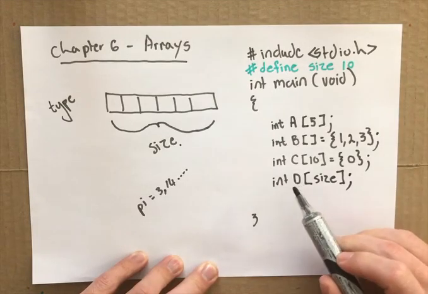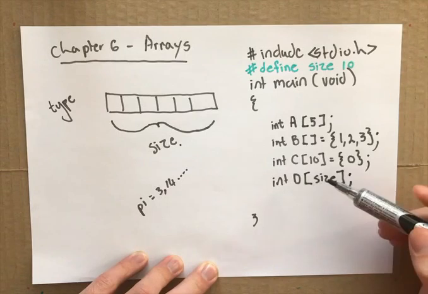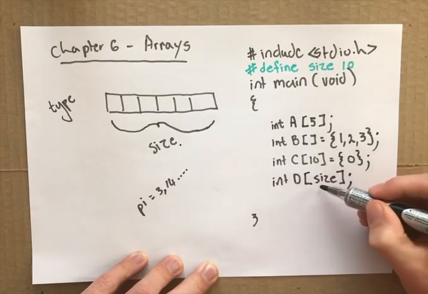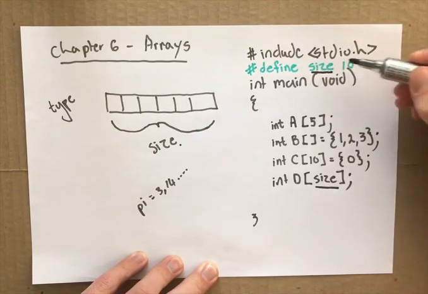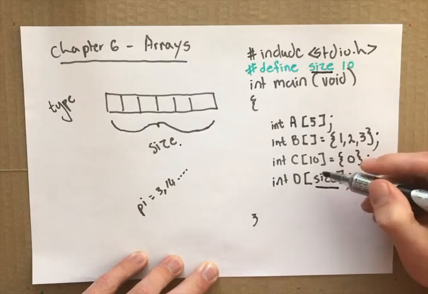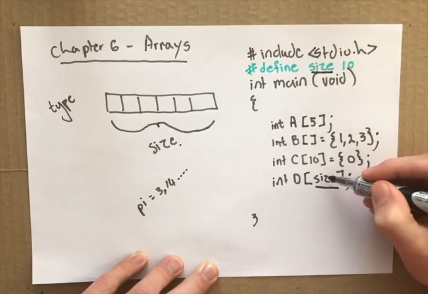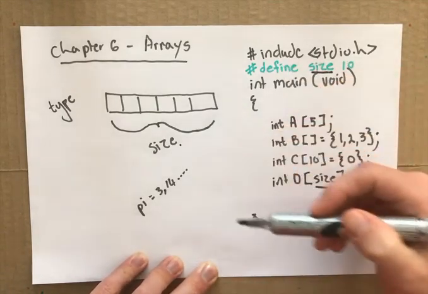And this will be now an array called d with a type of int. In square brackets, we indicate our size, but we use the constant that we get from here. And we define the array with a size of 10. Okay, so that's the basics.